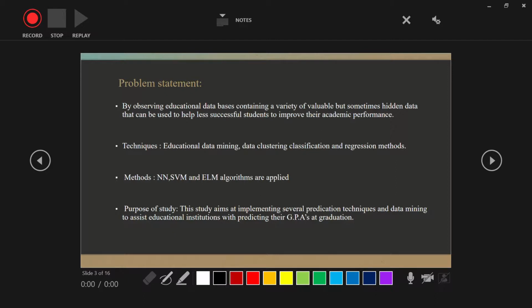Coming to this paper, here data mining is used to help less successful students improve their academic performance. Data mining is used to predict their GPAs. If the predicted GPAs are low, the students can be aware and start preparing very rigorously to improve their GPAs. The methods we use here are neural networks, SVM, and ELM algorithms.